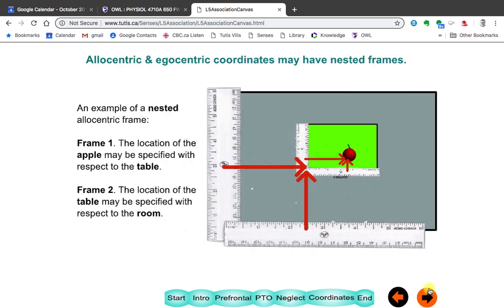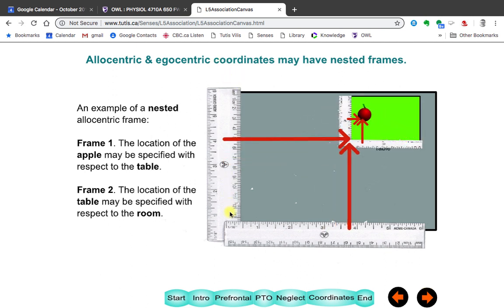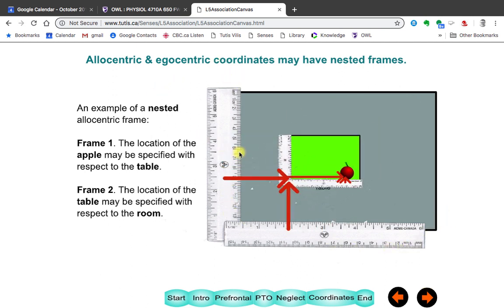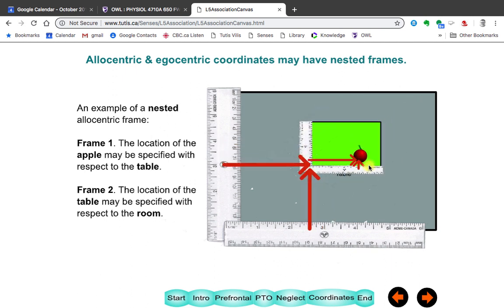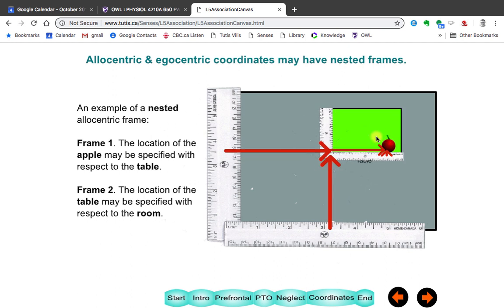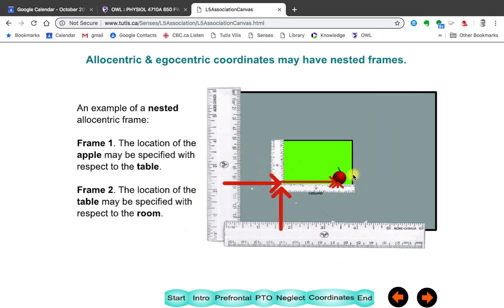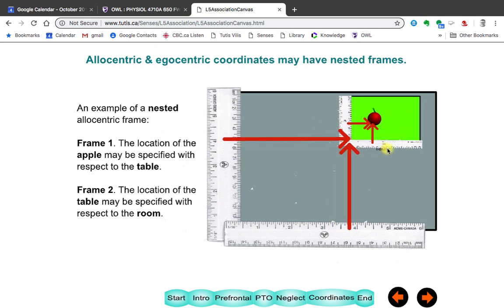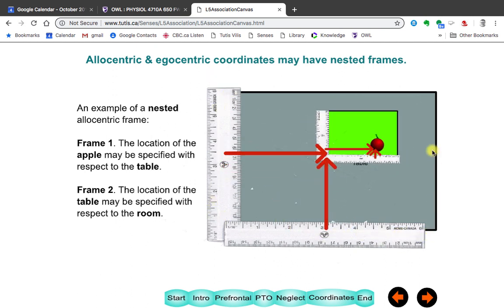The other thing you could have is nested frames. So you can see, imagine this is a room, this is a table, and this is an object on a table. And you can imagine the apple is being measured with respect to the table, and the table is being measured with respect to the room.